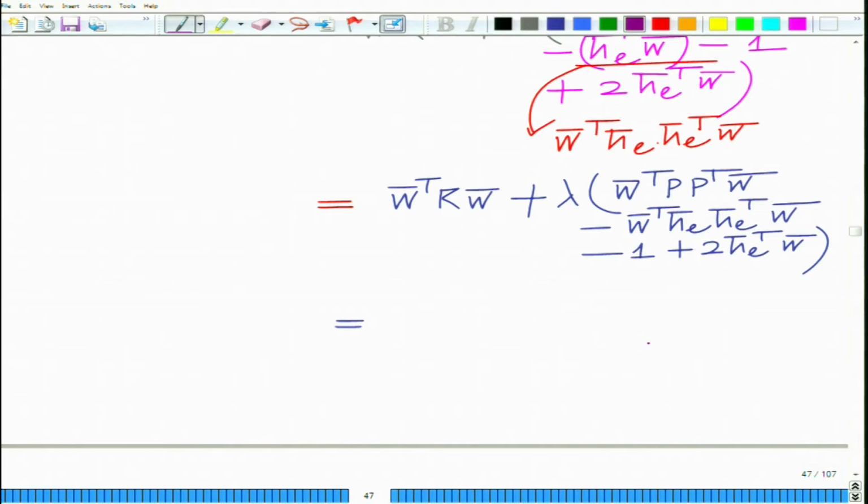And now what we are going to do is take the gradient of the Lagrangian f with respect to W bar.